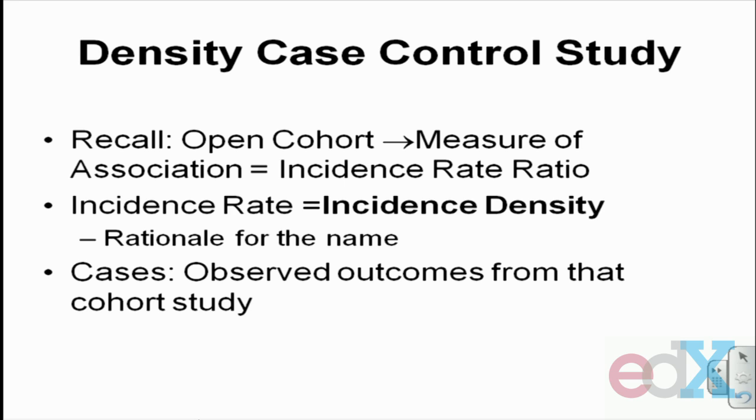Remember, what we're talking about is an open cohort study that existed in the past. In an open cohort study, what do we measure? We measure incidence rates. And as measures of association, we measure incidence rate ratios. That's what we're going to be estimating from these density type case control studies. The rate ratio we would have seen in that open cohort if we had created it and followed it over time, and it had given to us the outcomes that are the cases in our case control study.